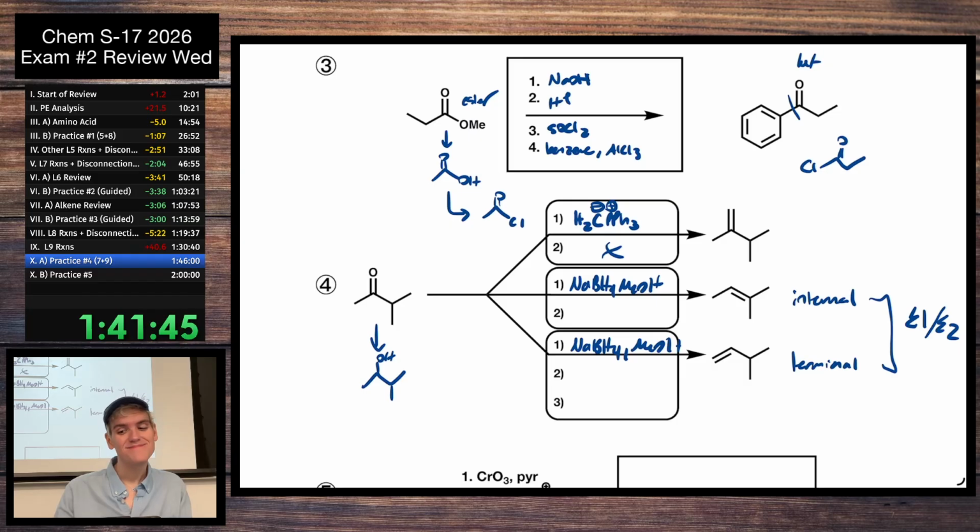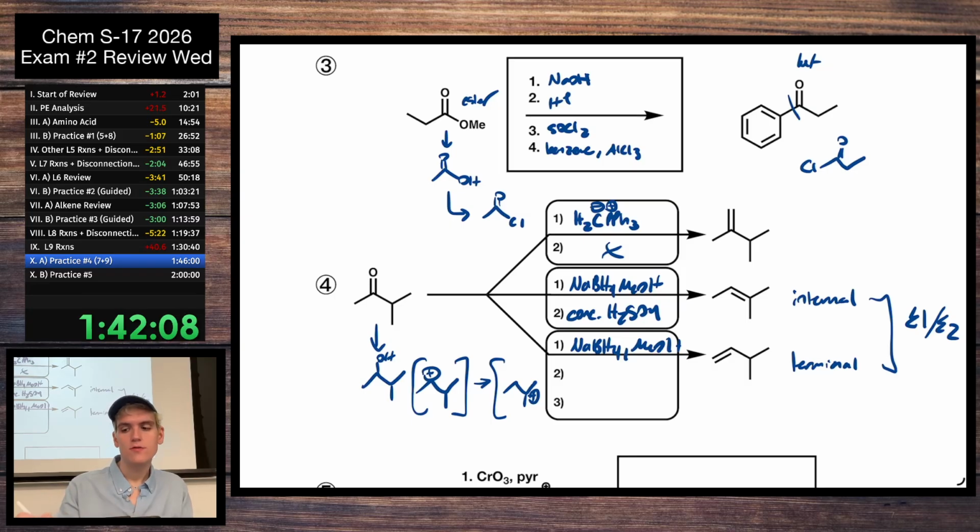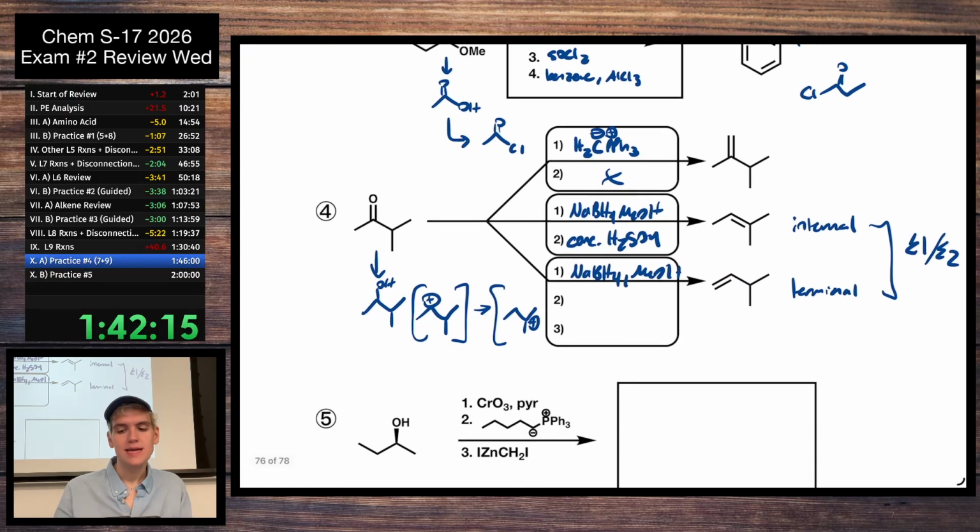If I conc it, so if I conc H2SO4, we make this carbocation. Can that rearrange? Yeah. Yeah, it's next to a tertiary carbon, so that's going to make this carbocation. The hydride shifts over. But then we're still going to form the same alkene that we want, so that's fine. That one works. Over here, if we want to do this terminal one, we can't conc it. We have to do like E2 elimination.